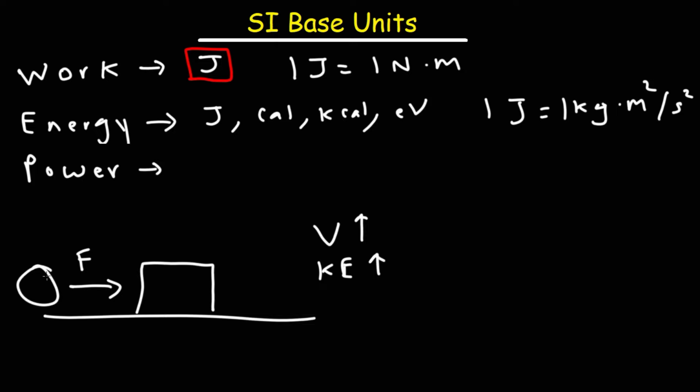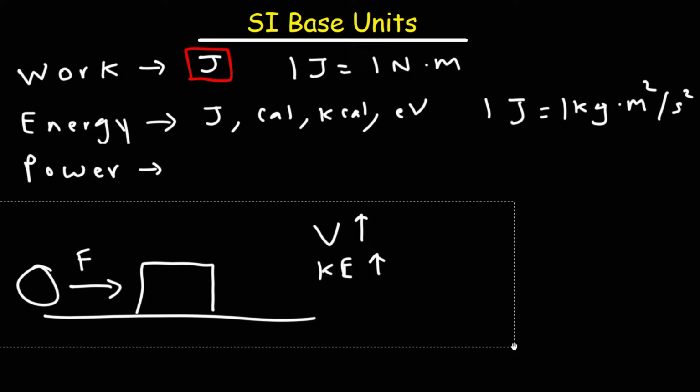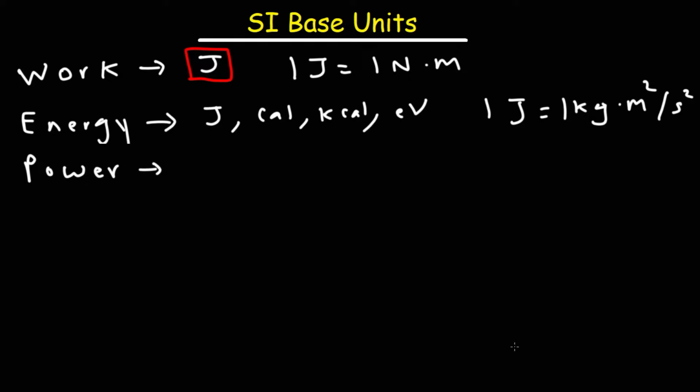So let's say a ball strikes that block. When the ball strikes the block, the ball's going to slow down, but the block's going to speed up. Energy is transferred from the ball to the block. So the ball is doing work on the block. So work is really a mechanism by which energy can be transferred. But they can both be represented with the same units, which is joules.